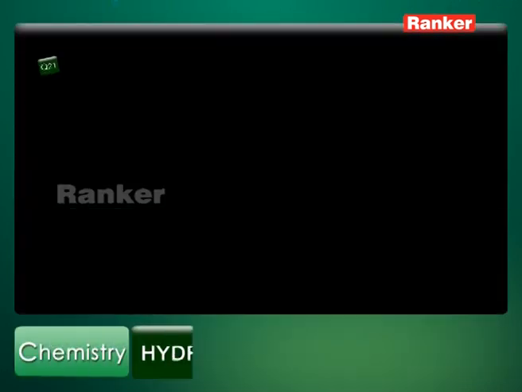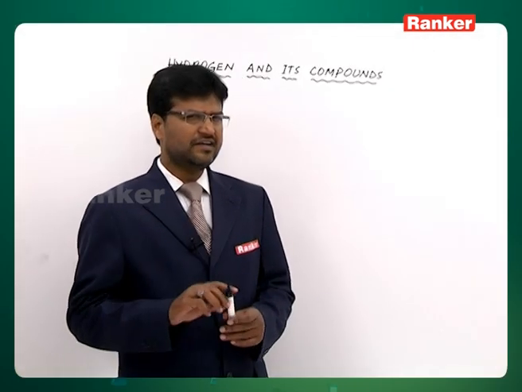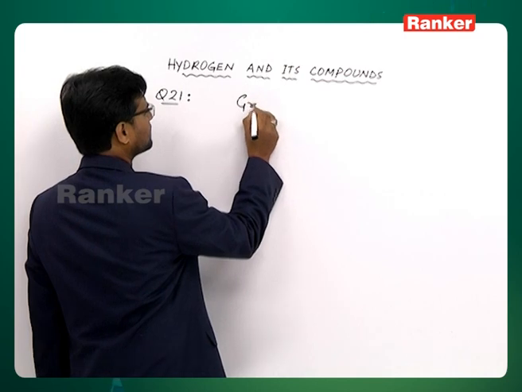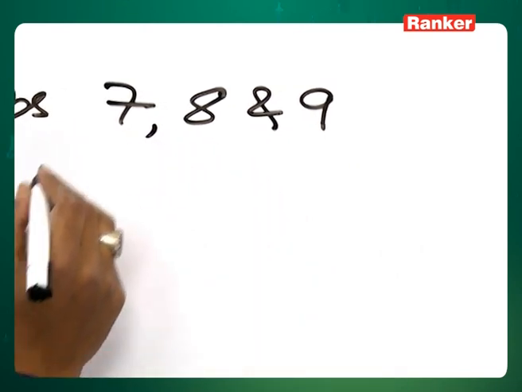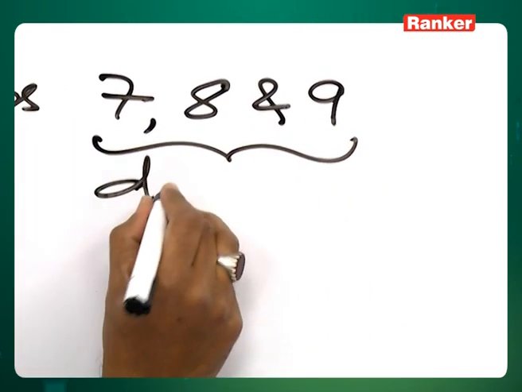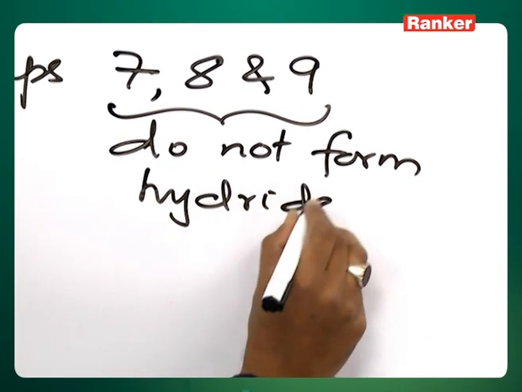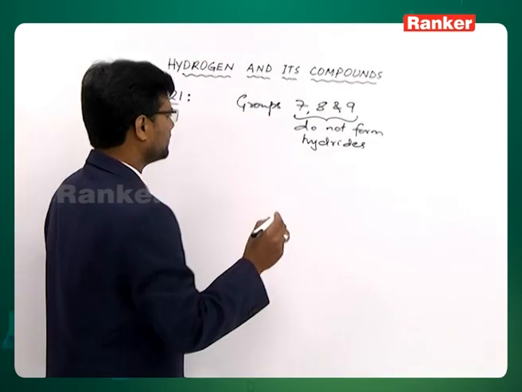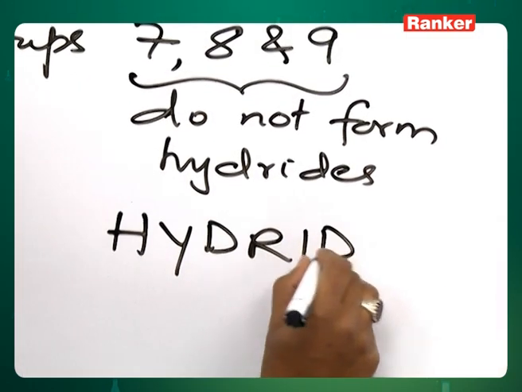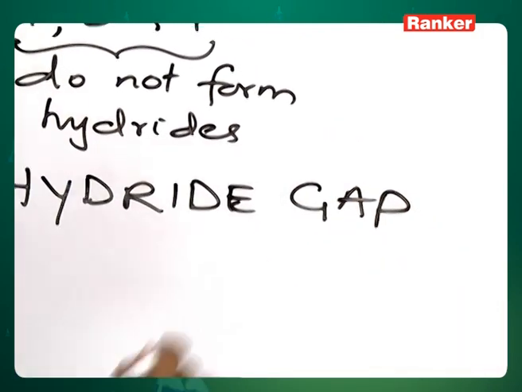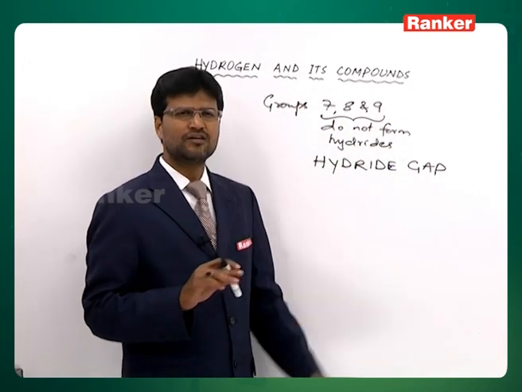Question number 21, the element of group 6 which forms hydride is, see, groups 7, 8 and 9 of the periodic table, they do not form hydrides. So this portion of the long form of periodic table is called hydride gap. Hydride gap corresponds to the portion of periodic table in which you have 7, 8, 9 groups.